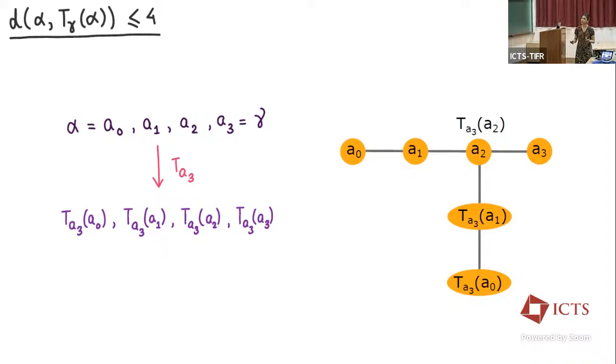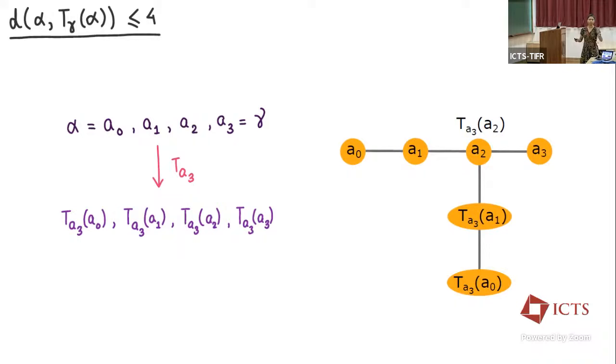So if we take a geodesic between alpha and gamma, and we apply T gamma, see gamma is equal to A3, so I've just written TA3 here. I apply it to this geodesic. It's an isometry, so it will also remain a geodesic. Now we notice that gamma or A3 is disjoint from A2. Hence, this vertex and this vertex are the same point. So they basically are the same curves.